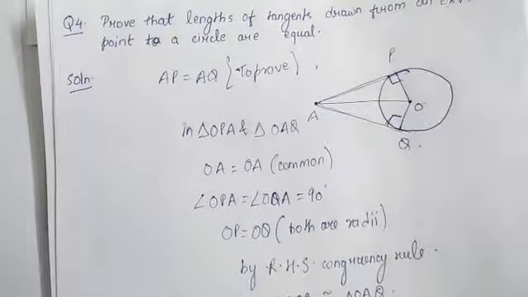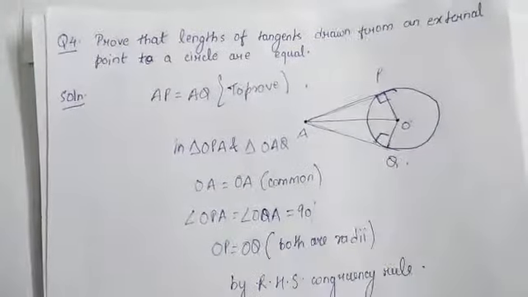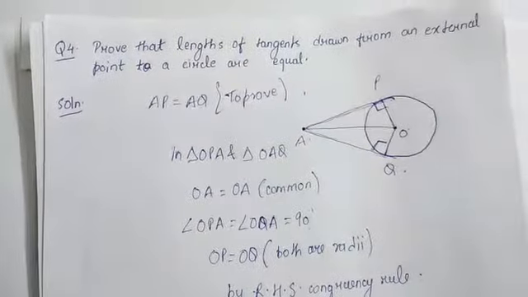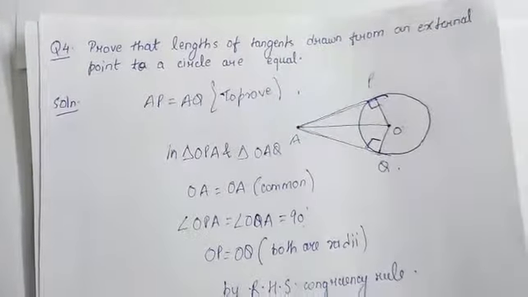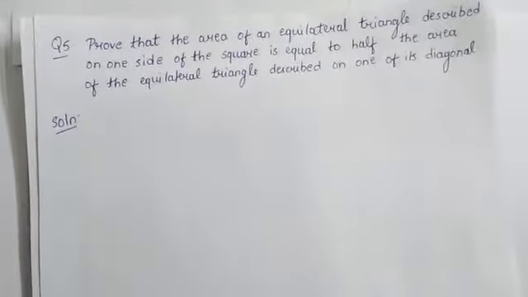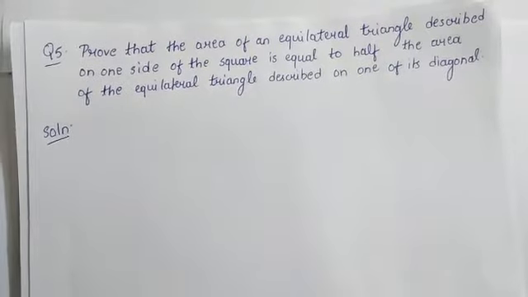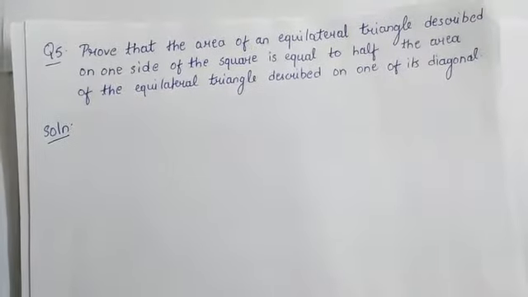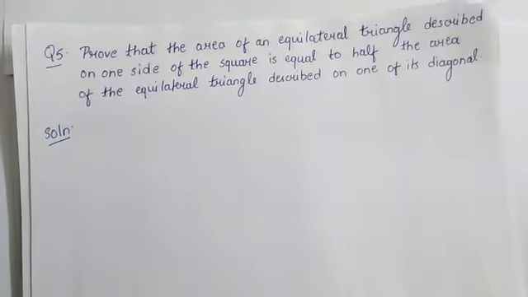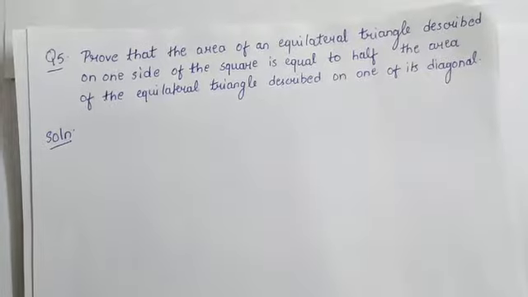So this was an easy question, a direct theorem-based question. You need to see the theorems very properly, as many times it is generally asked directly without any twist. So the next question that we have is: prove that the area of an equilateral triangle described on one side of a square is equal to half the area of the equilateral triangle described on one of its diagonals.